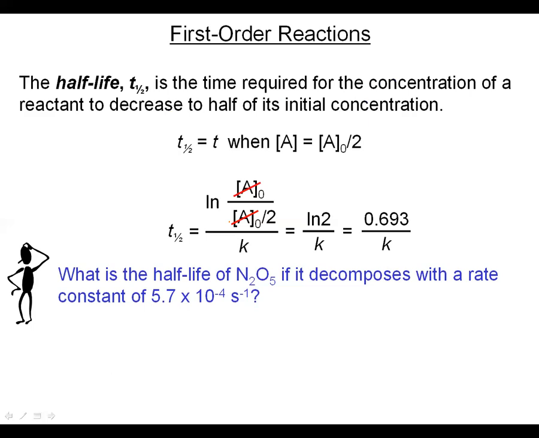So if you started with 10, after the first half-life, you'll be down to 5. After the second half-life, it'll be down to 2.5. After the third half-life, I probably should find a calculator and divide by 2, but you get the idea. You keep going down by 2.